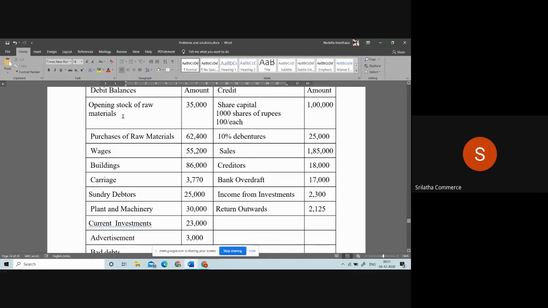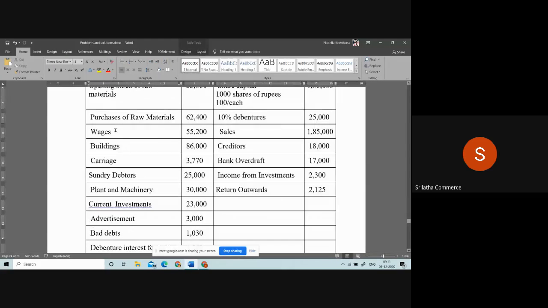Opening stock of raw materials. Cost of material consumed, where you take opening stock plus purchases minus closing stock to get the cost of material consumed. Then wages, yes, employee benefit expenses. Buildings come under fixed assets, tangible assets.